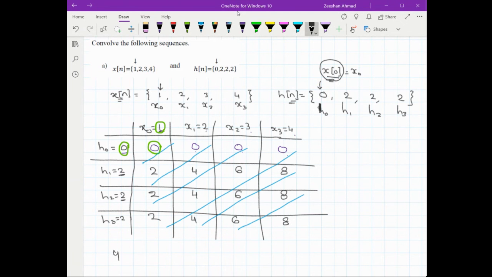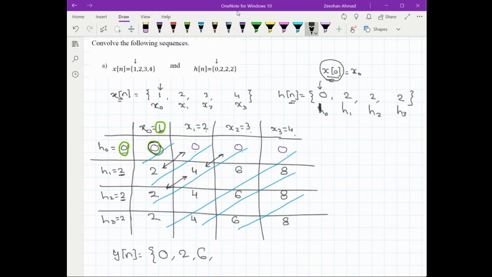So we have y of n will be equal to, start with the first one. This is only 0 here in this case. So I just write 0 here. Next one will be, add these two here. So 2 plus 0 will be equal to 2. Then add all these values here. 2 plus 4 plus 0 will be equal to 6.